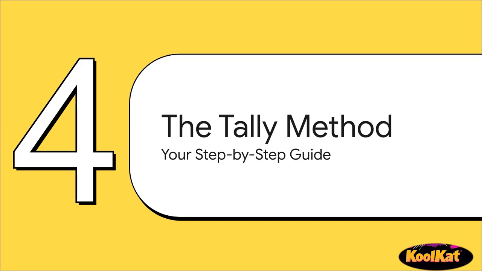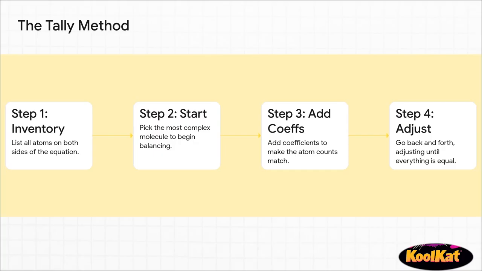I'm going to show you a super simple step-by-step strategy. We call it the tally method. And honestly, this is going to be your secret weapon for the GED test. It's just a 4-step checklist. Super easy to remember. Step 1, make a list, an inventory of all the atoms you have on both sides. Step 2, find the ugliest, most complicated-looking molecule and start there.